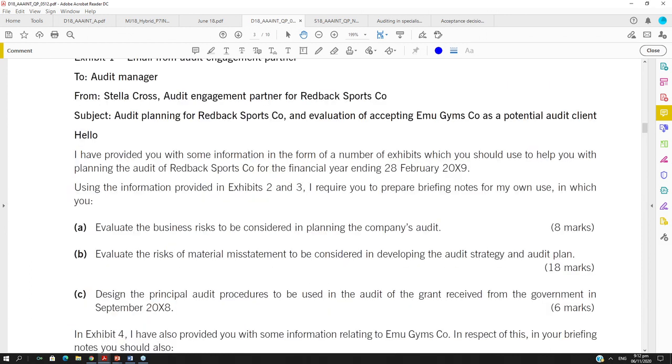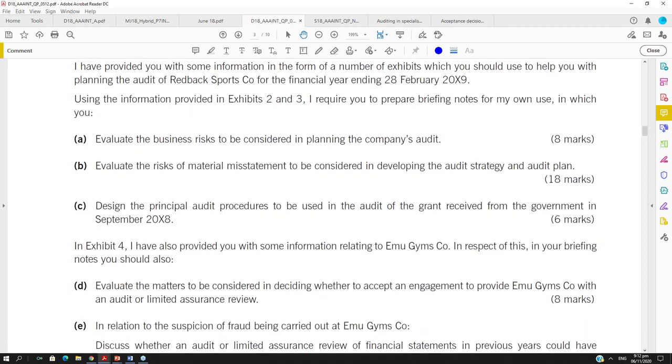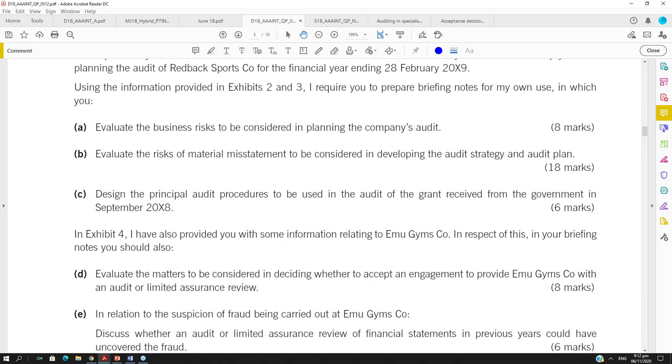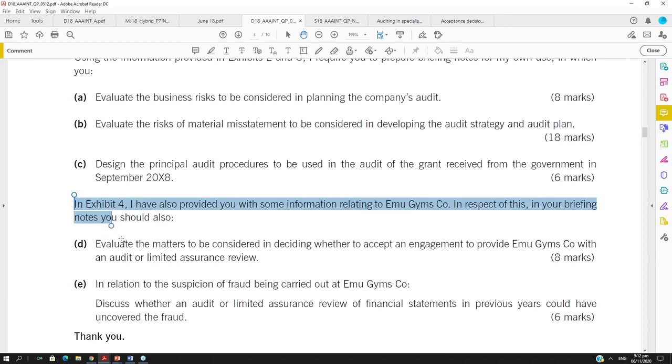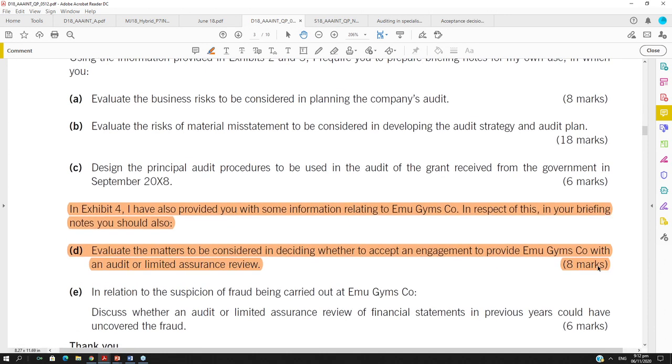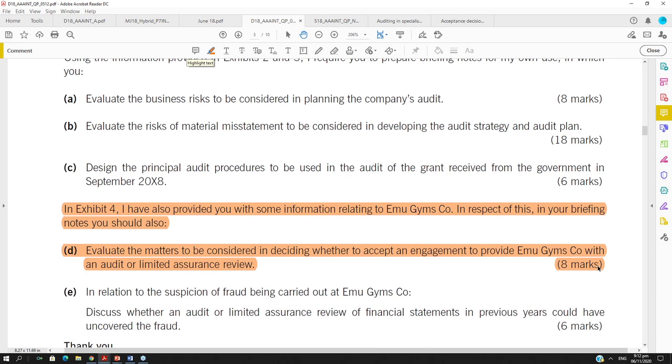Can you see the requirements A, B, C, D? A, B, C, D, all of you? Okay, just read requirement number D here yourself before I explain. I'm giving you 1 minute. Just read requirement number D, which I highlighted in orange.